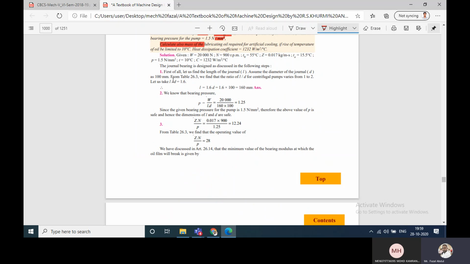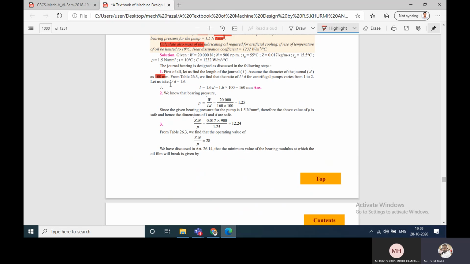Now the procedure. First of all, we need to calculate the L value and D value. First, the length of the journal bearing we need to calculate. Assuming the diameter of the journal bearing is 100 mm. He starts by assuming 100 mm, and the L by D ratio we need to calculate first. For that, the D value is assumed as 100 mm. Now we need to calculate the L value.